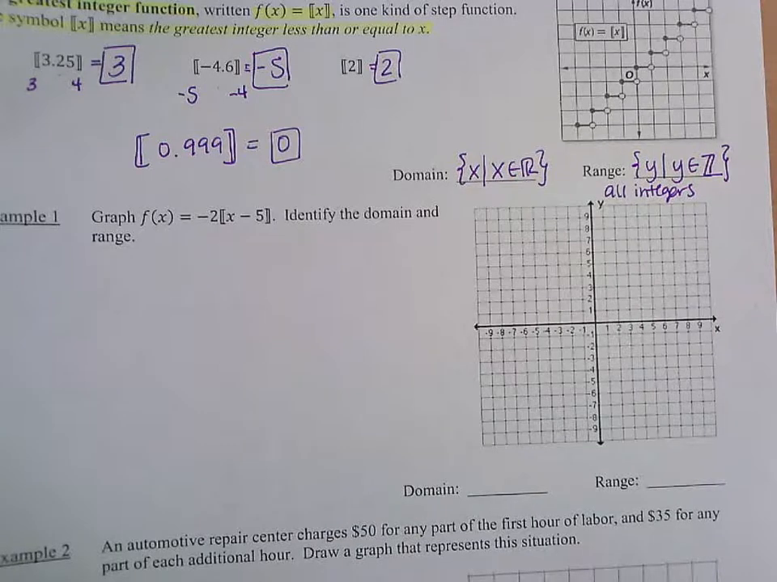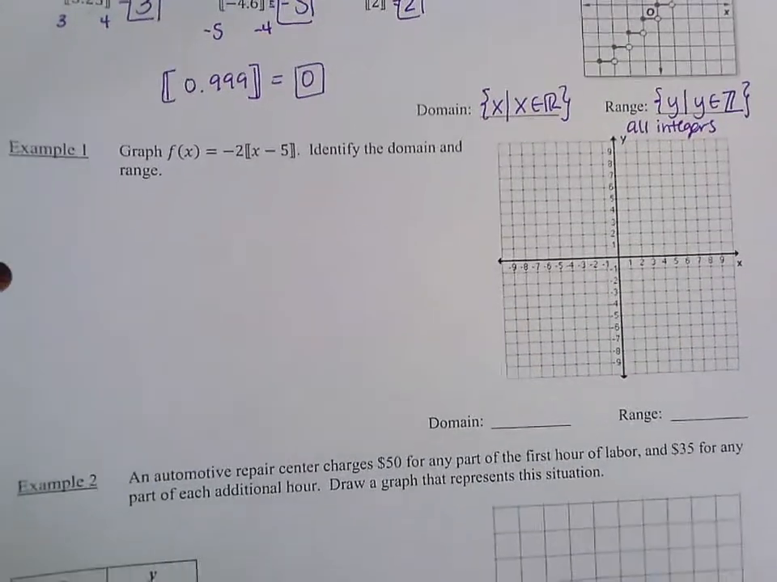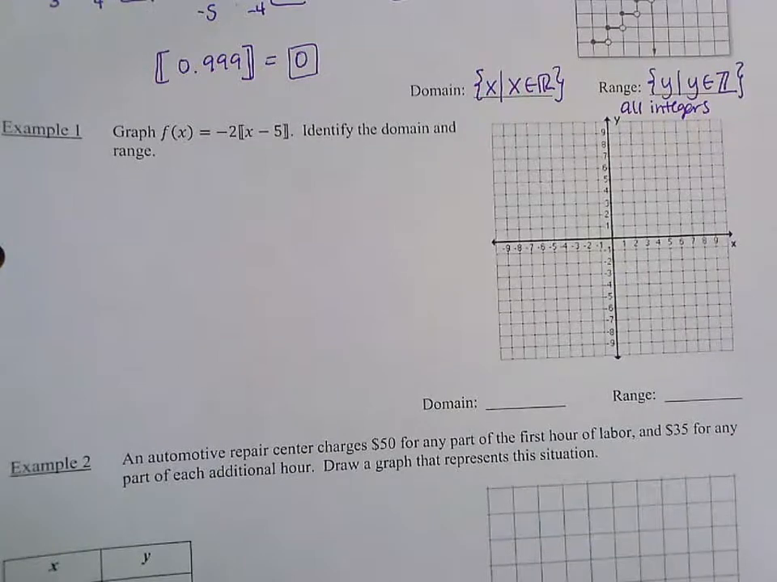So y would be an element of the set of all integers is what that would mean, where R is the set of all real numbers, Z is the set of all integers. Okay, so we're going to go through an example.